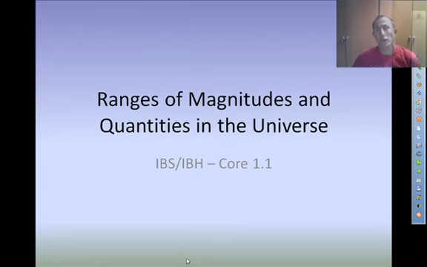This year we're going to be studying things that are very, very small and very, very large. We're going to start the year by studying physics at the quantum level, and in April and May we're going to wrap up by studying things at the astronomical level. So to introduce us to that, let's talk a little bit about ranges of magnitude and these quantities in the universe. This is IB topic 1.1.